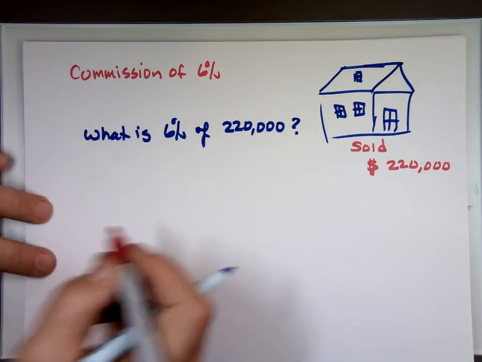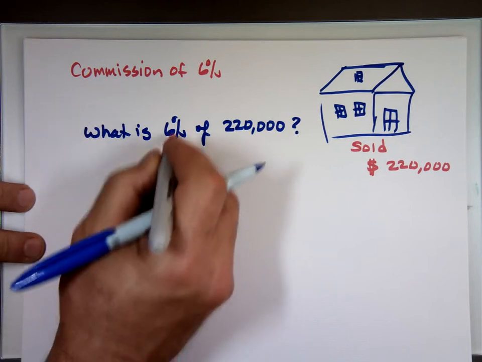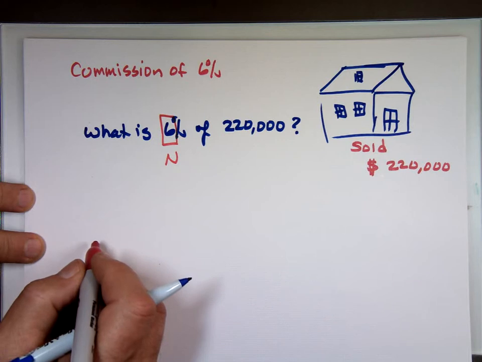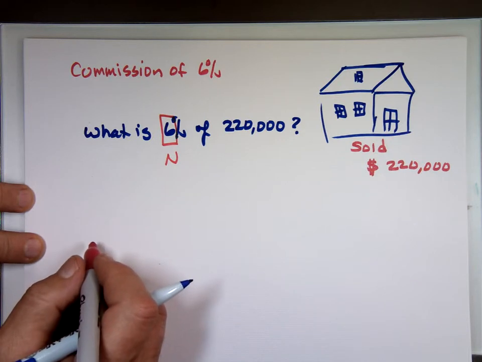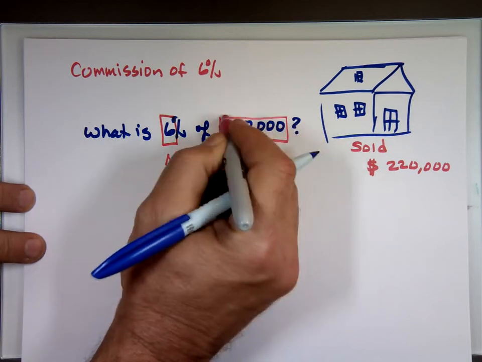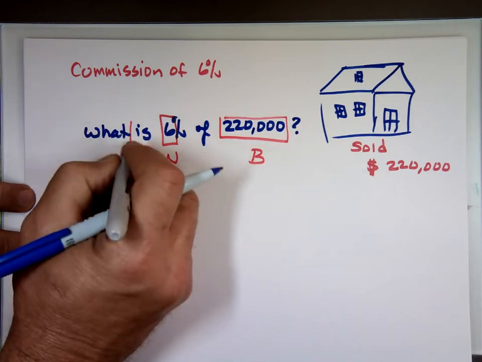So let's see, the 6 is what? That's the number. That's the percent. The percent is always the number. The word of, what comes after of? Base. That means this number here after is the amount.